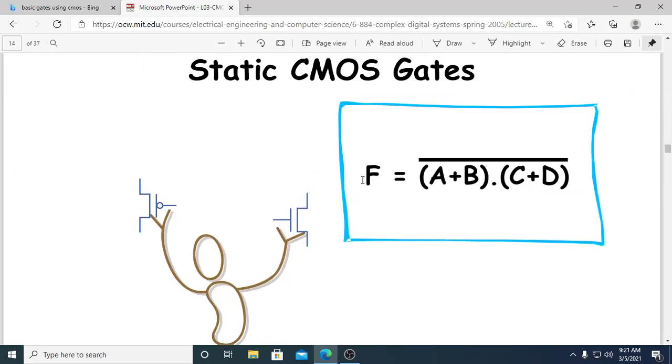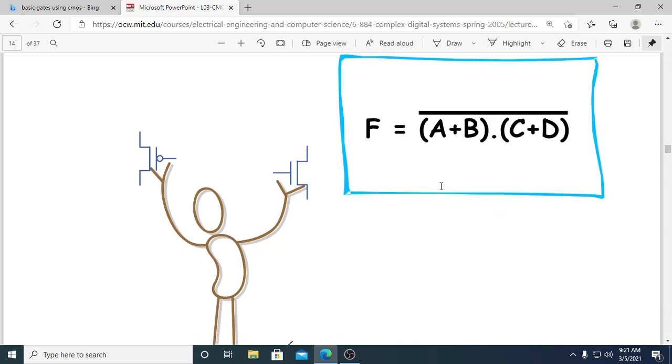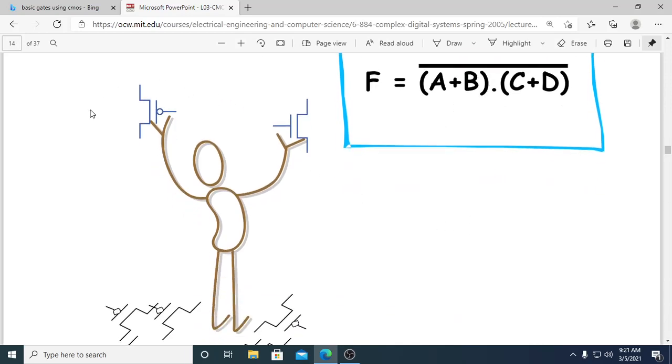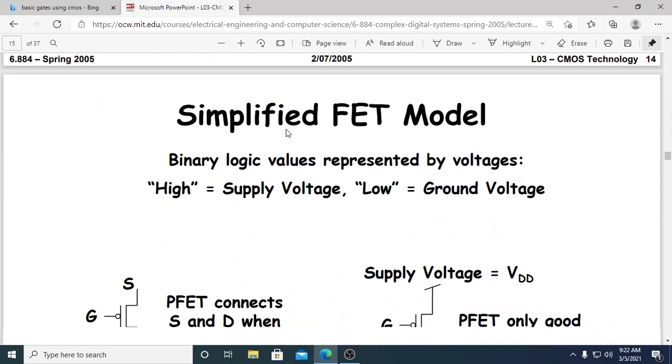You have a function, (a plus b) into (c plus d), whole raised to bar. If you want to design this function, the output of this IC will give you this function, which has 4 inputs and is a complex function. So how do we design this? We have a PMOS, which has a bubble, and an NMOS, which has nothing. We discussed these in the previous lecture.